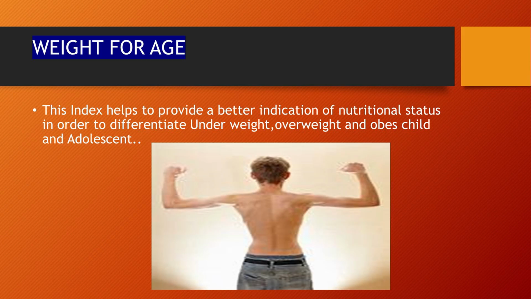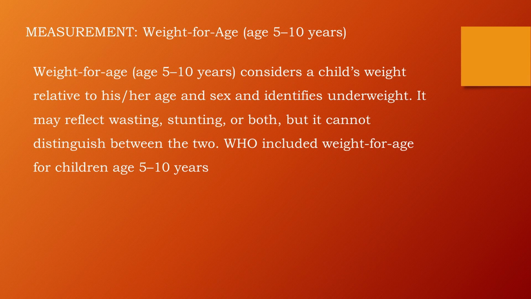Why? Because it helps to differentiate the underweight, the overweight, and the obese child or adolescents. These are the three categories of child or adolescent: underweight, overweight and obese, and all of them can be categorized by using this index, weight for age. Now, weight for age is more commonly used in the age group of 5 to 10 years, out of the range 5 to 19.